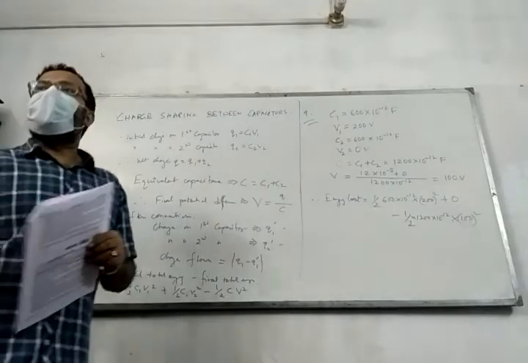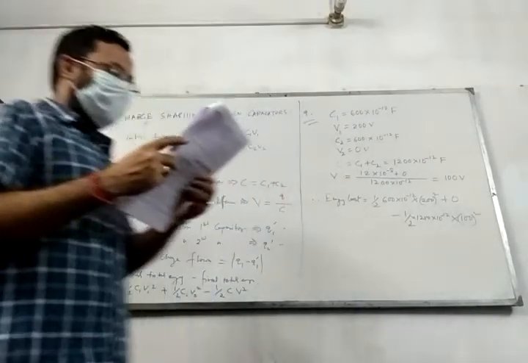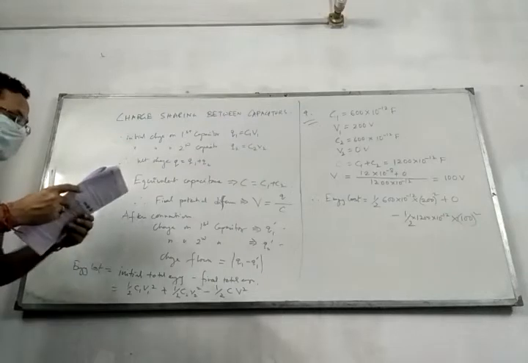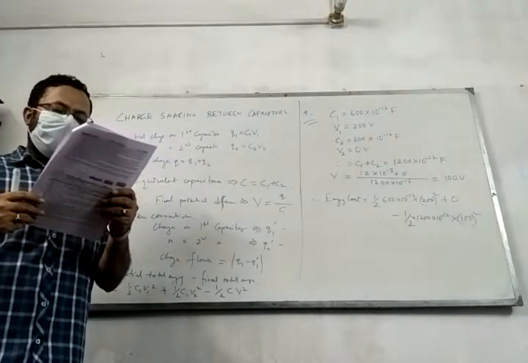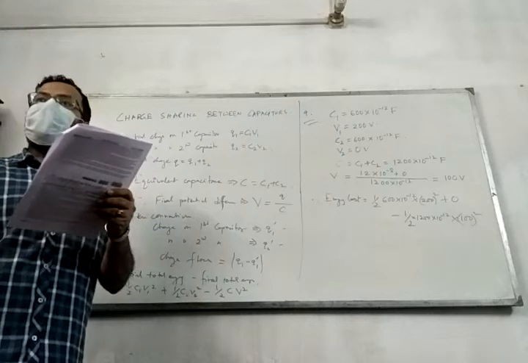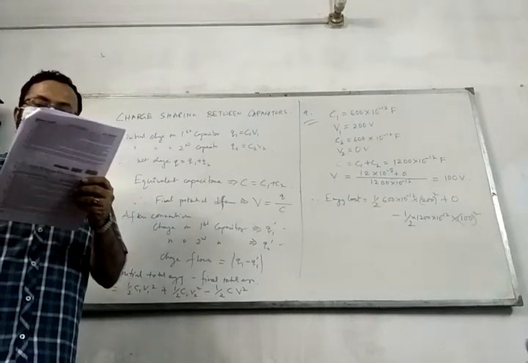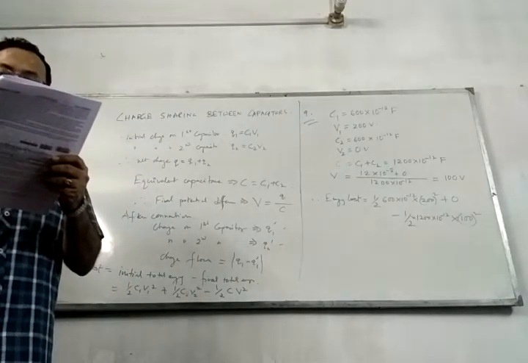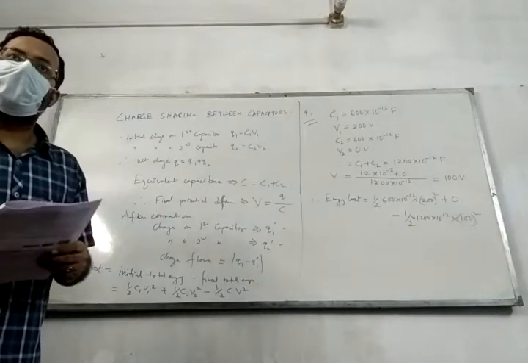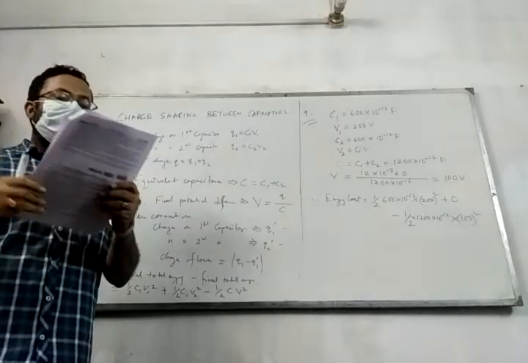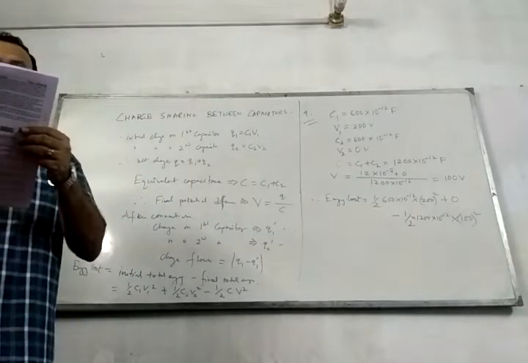Acha. Ebar, obviously let's go for the next question. Acha, next question is ekdom same. A 4 microfarad capacitor charged by a 200 volt supply. It is then disconnected from the supply and it is connected to another uncharged 2 microfarad capacitor. It is the same sum. Correct? Leave it. Go for question number 8.